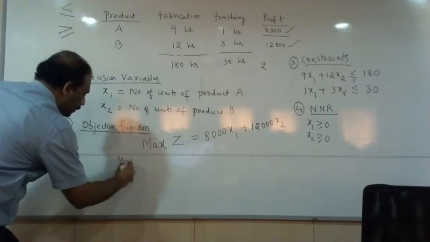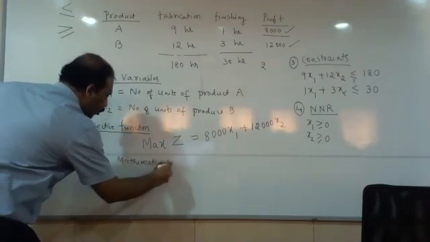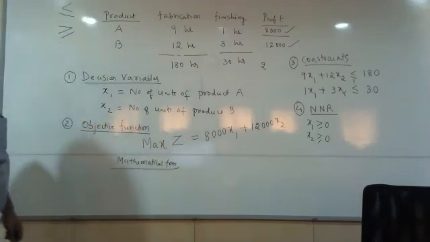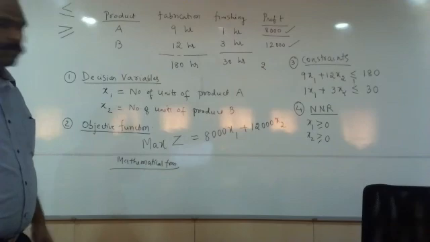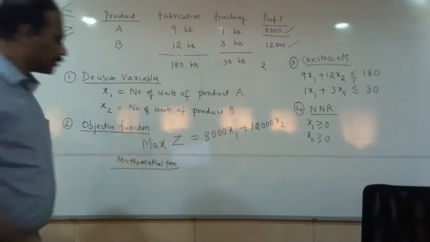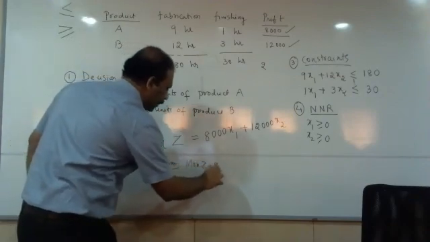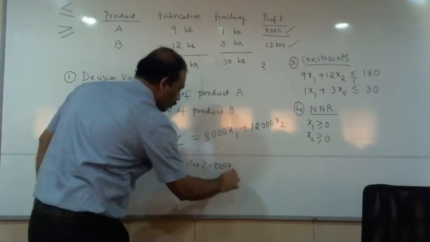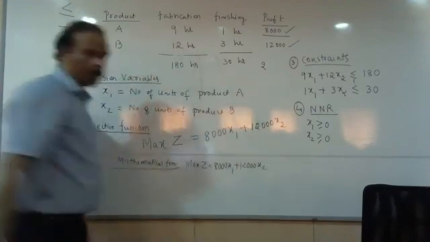After writing these 4 steps, what should we do at last? I am supposed to write the mathematical form. Okay, how do we write the mathematical form? Very simple. Whenever I'm writing a mathematical form, you should always start with the objective function. So what is the objective function? Max z is equal to 8,000 x1 plus 12,000 x2. So this is your objective function.